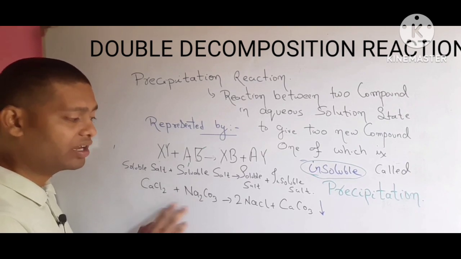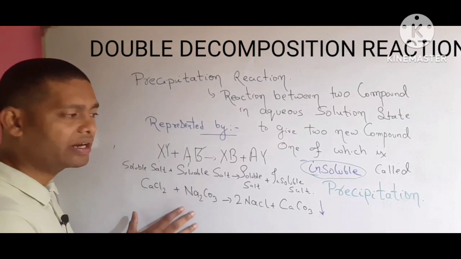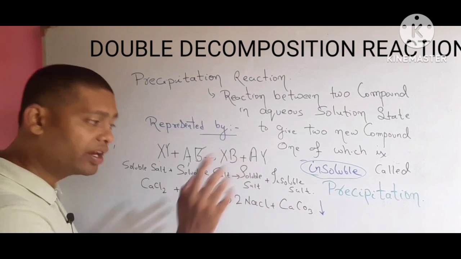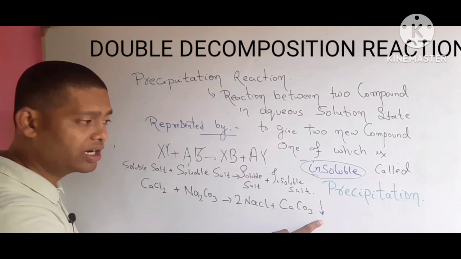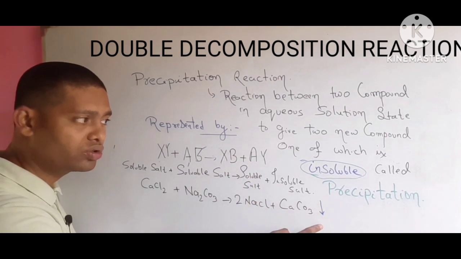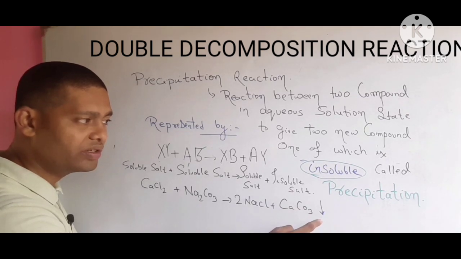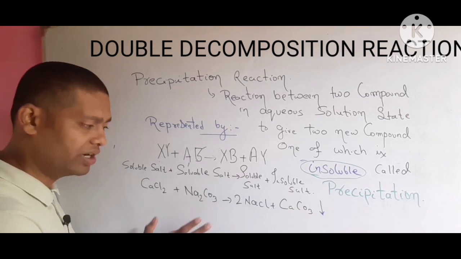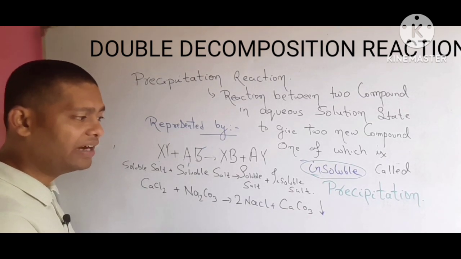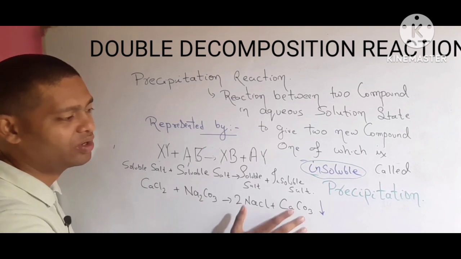Okay, there is an exchange of radicals between the reactants, and you are getting the product. On the product side, there is a down arrow. So what does the down arrow show? It shows that an insoluble salt is there. So from here we came to know it's a double decomposition reaction, and it's a precipitation reaction because of this down arrow.